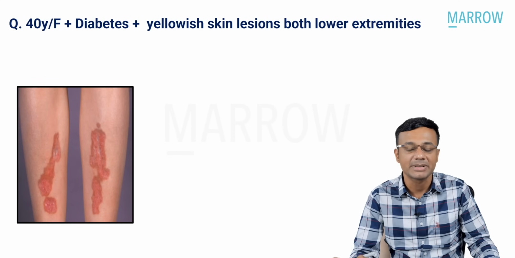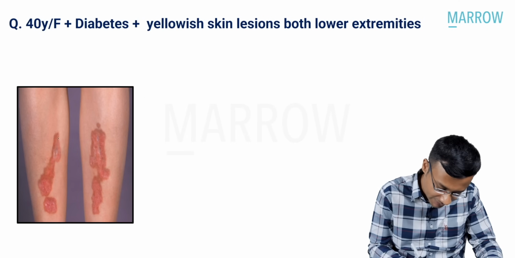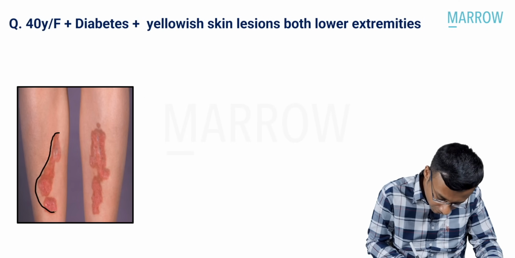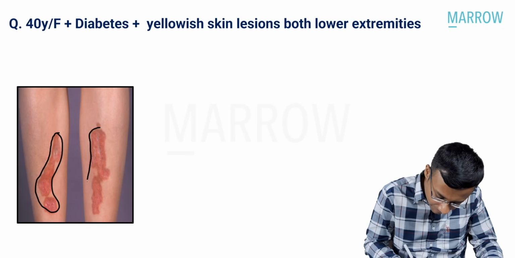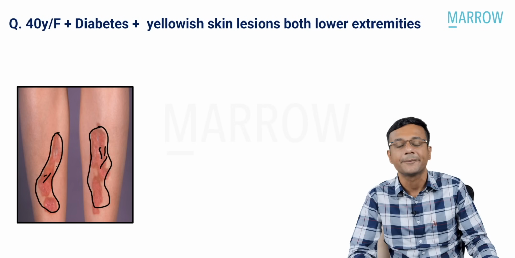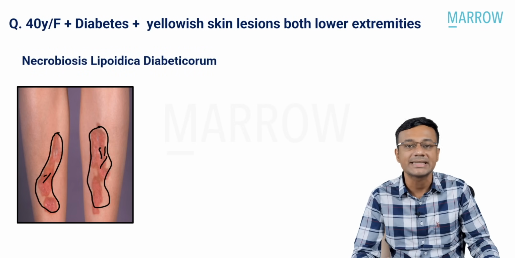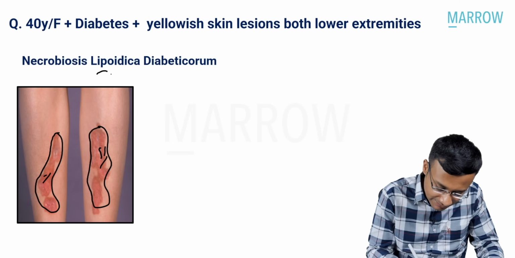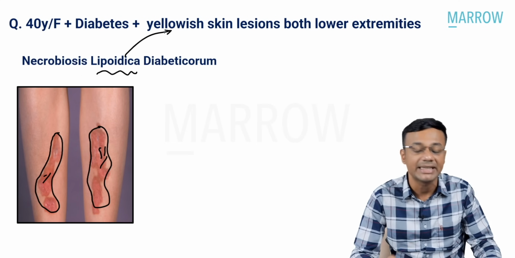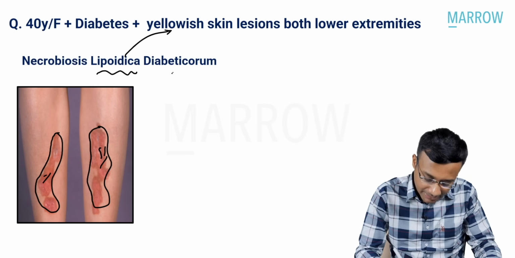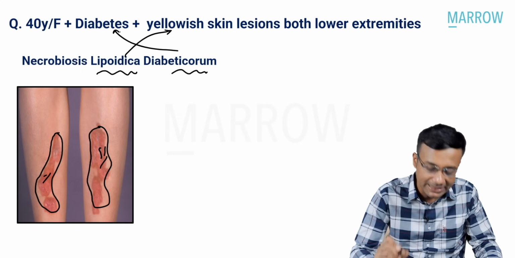A 40-year-old female presents with diabetes and these yellowish skin lesions over the lower extremities. So if you have these waxy yellow atrophic plaques with surface telangiectasia on the anterior aspect of the leg, this condition is called necrobiosis lipoidica diabeticorum. So lipoidica represents the fat deposition in the skin, and diabeticorum because the association is with diabetes.